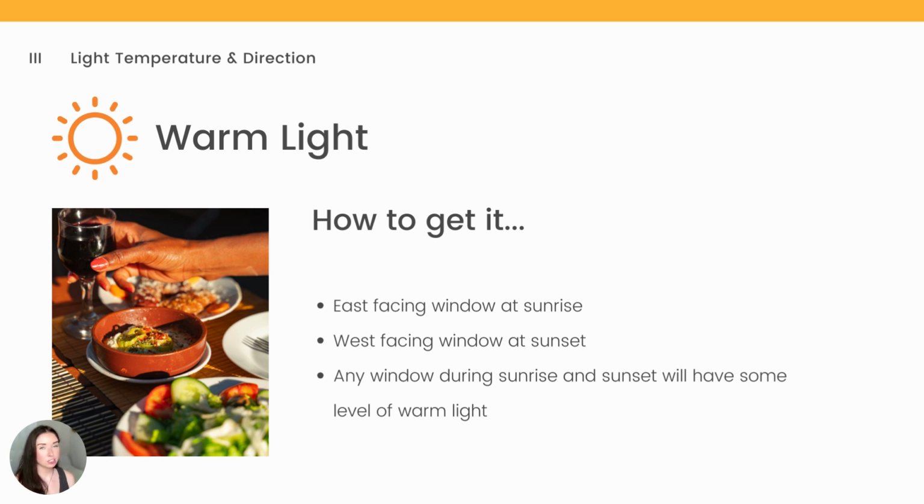So let's talk a little bit about how we get warm light. You're going to get warm light again from an east-facing window at sunrise and a west-facing window at sunset. And also any window during sunrise and sunset will have some level of warm light quality to it. So for natural light coming from those windows, if you're really going for the warm light look, you are going to want to choose that east-facing window in the morning and that west-facing window in the evening.